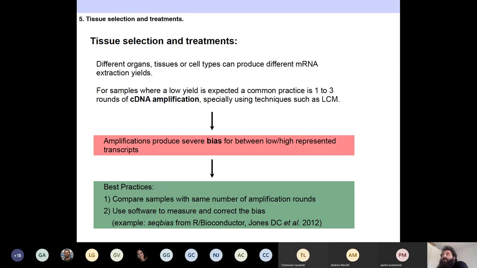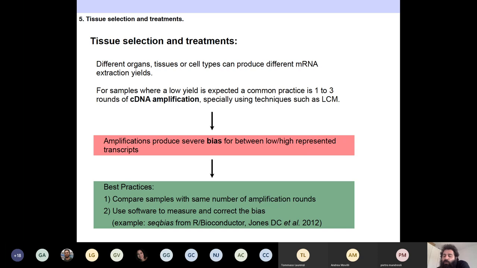The thing is, amplification will produce some severe bias between low and high represented transcripts. So you can still do it, but if you do it, you need to apply it to all the samples that you have. Even if not all the samples need amplification rounds, you have to apply them in order to have the same amount of bias for all the samples. Otherwise, they cannot be compared.